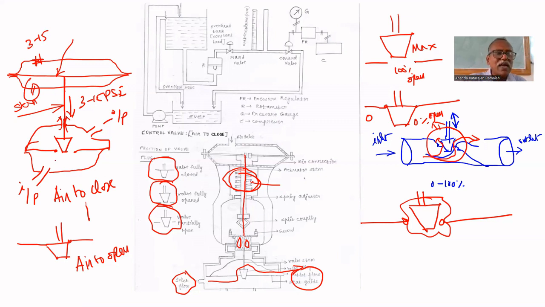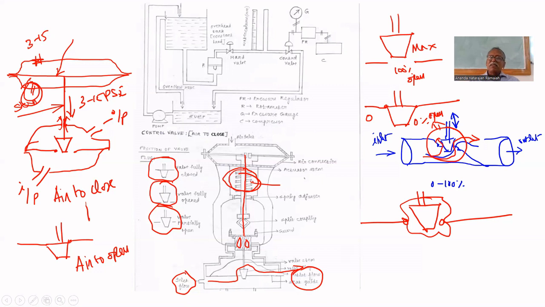So you can see where the pneumatic signal is given, and by looking at that you can understand whether it is air to open or air to close. For air to close, for 15 psi it is 0. Air to open means for 15 psi completely open. Another type is air to open, air to close. There are two types.